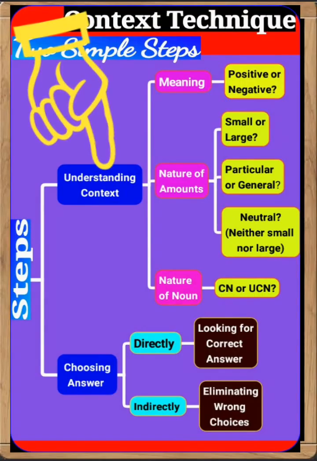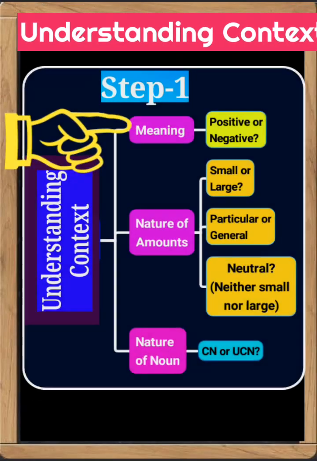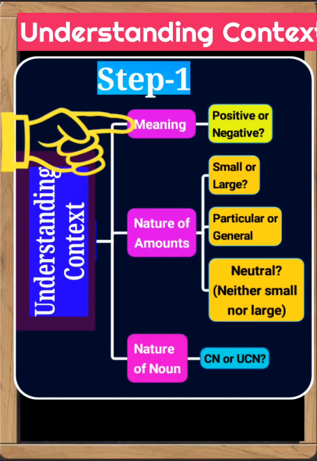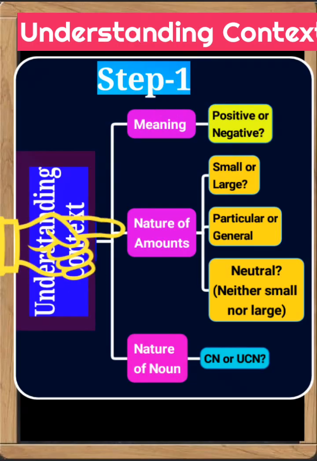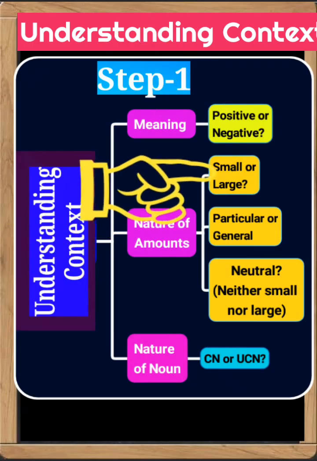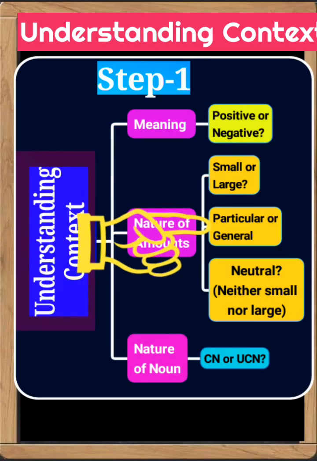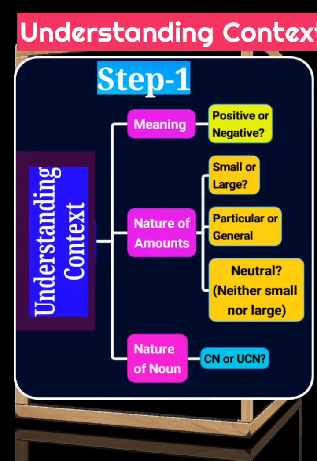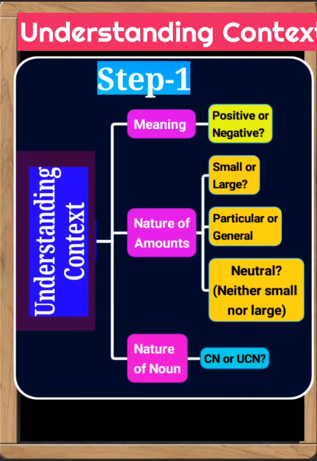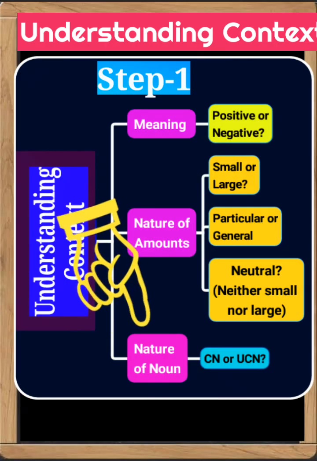When we say understanding context, there are at least three things that must be done. The first one is meaning. You have to look whether it is positive or negative, and also you have to look for the nature of the amount. Is it a small amount or a large amount, or is it particular or general, or is it neutral, that means neither small nor large? Finally, the third point under understanding the context is knowing the nature of the noun. Is it a countable noun or an uncountable noun?